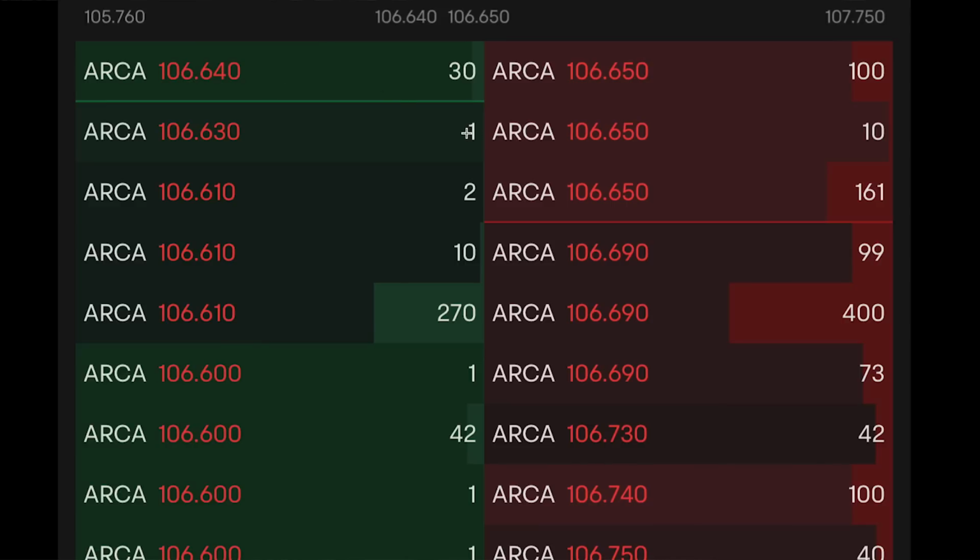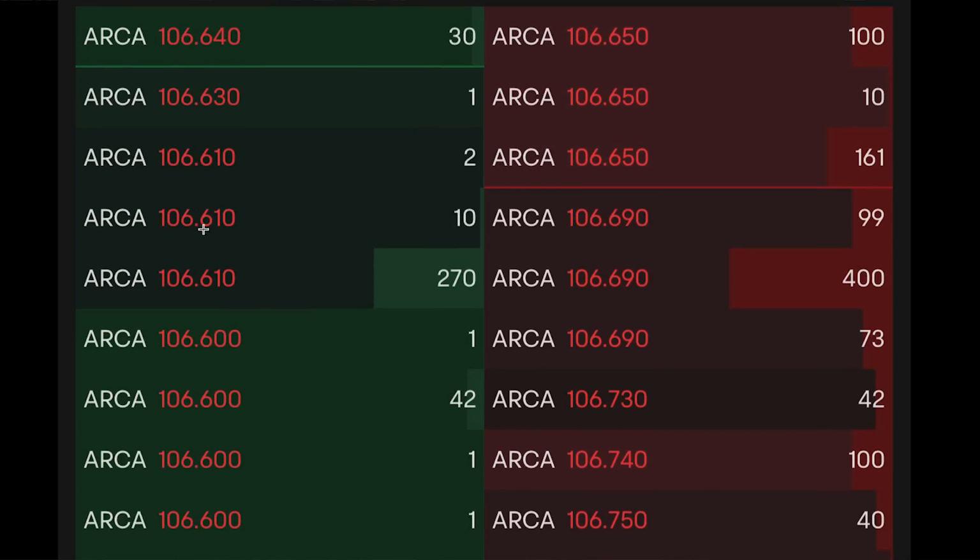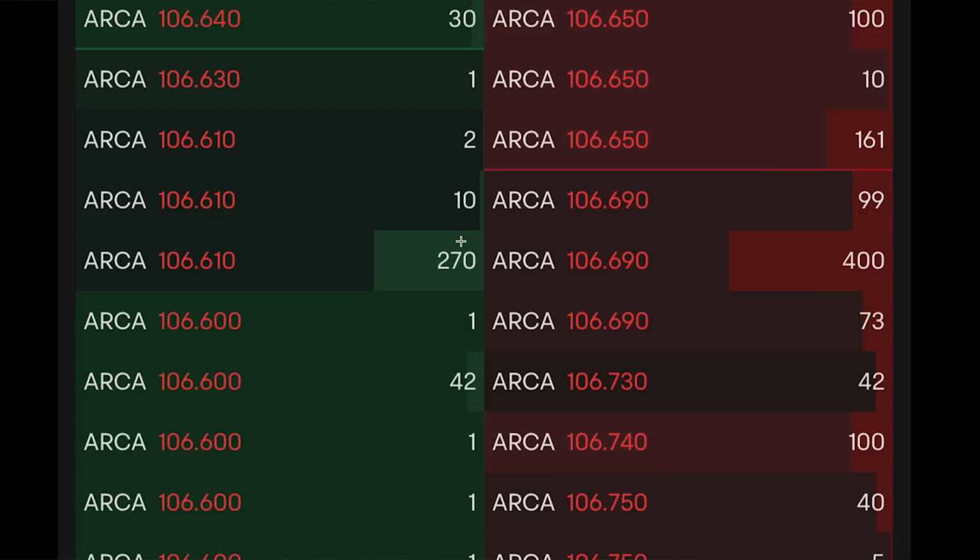Then the next share that I sell will go to this guy at 106.63. Then the next 2 shares will go to this guy at 106.61. And he was just in line before this guy, even though it's the same price. He got his order in first. So my next 10 shares will go to this guy at the same price, 106.61. And then my remaining 260 shares or so that are left over will still get filled at 106.61, but they're going to go to this guy, and it will stop there because now all my shares have been sold.